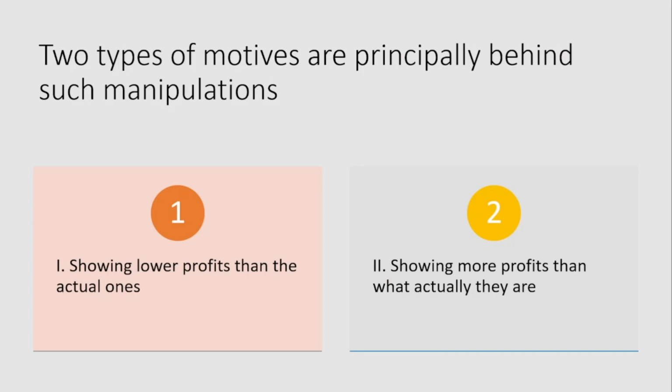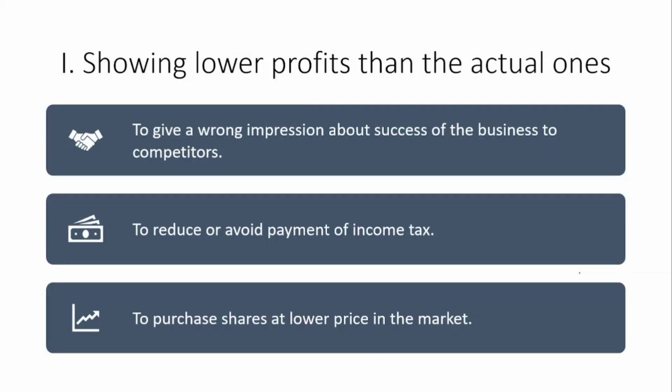Now, behind this manipulation, there are two motives. One is showing lower profits than the actual ones. The second one is showing more profits. Now, showing lower profits, what happens?